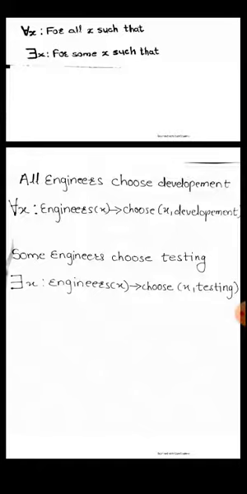These are the two examples we have with our quantifiers, the universal quantifier and the existential quantifier. This is how we can convert sentences into predicate logic, or first order logic.